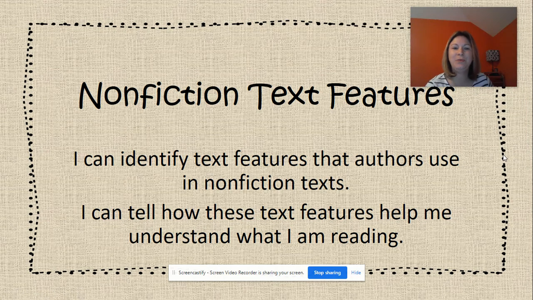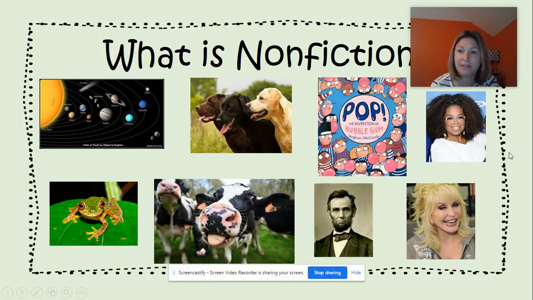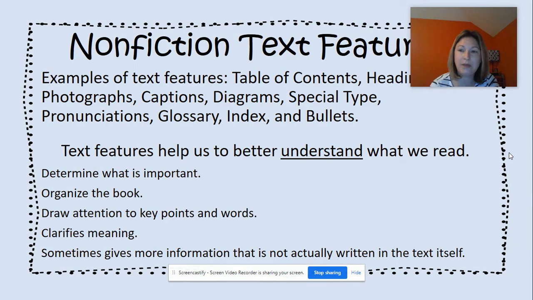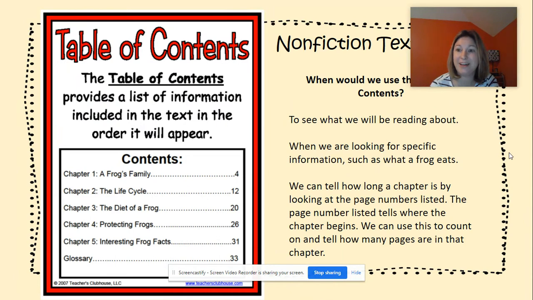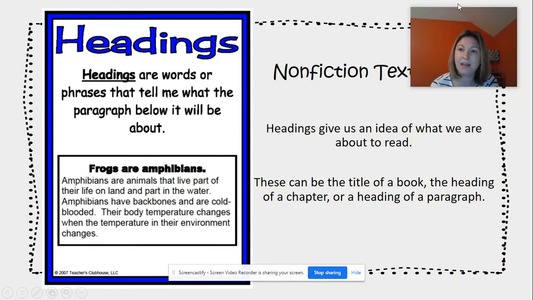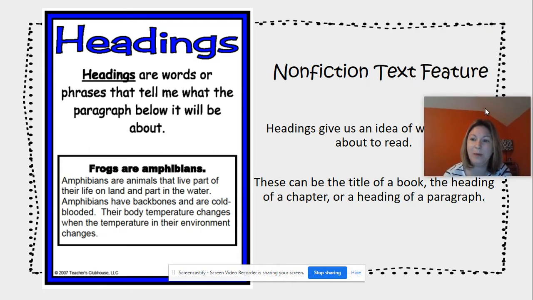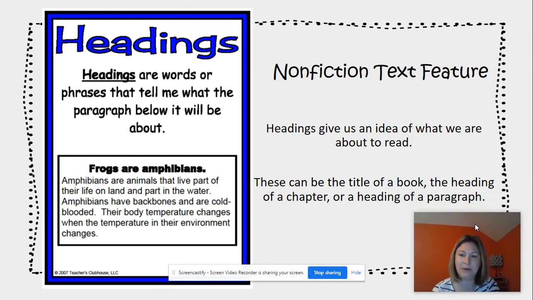We are going to continue with talking about nonfiction text features. As a reminder, when we are finished with this unit, you're going to be able to identify text features that an author uses in nonfiction text, and you're also going to be able to tell how these features help us when we're reading. Yesterday, we talked about a reminder of what nonfiction is, and we identified the table of contents. And today we're going to talk about headings and how headings help us in a nonfiction textbook.